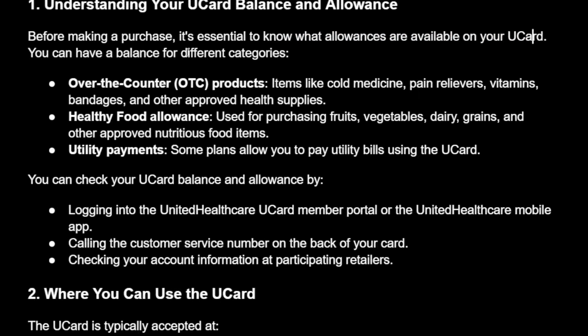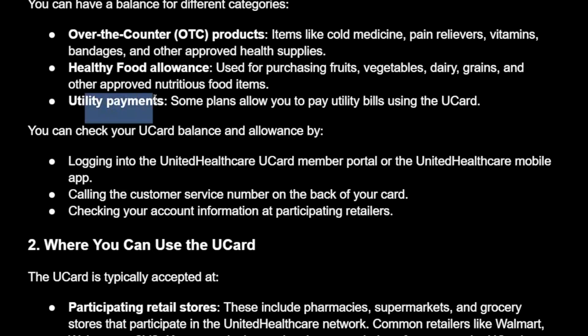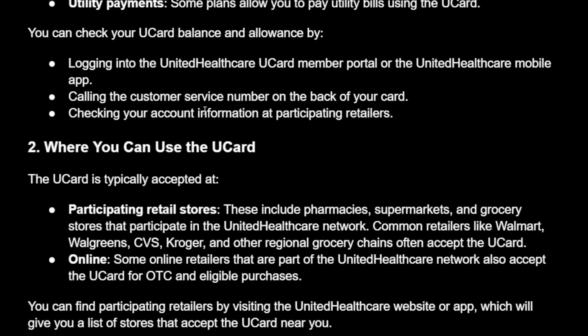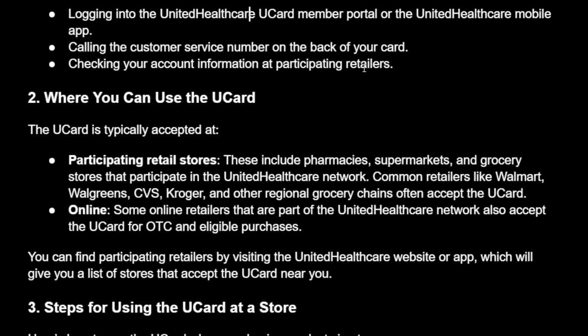You can have a balance for different categories such as OTC, over-the-counter products, like cold medicine, pain relievers, vitamins, healthy food allowance used for purchasing fruits, vegetables, dairy, and utility payments. Some plans allow you to pay utility bills using the UCard. You can check your UCard balance and allowance by logging into the UnitedHealthcare member portal or the mobile app, or you can call customer service or check your account information at participating retailers.